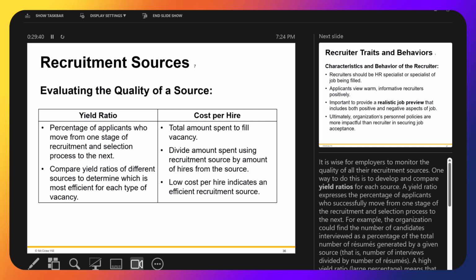Cost per hire. So you look at the total amount spent for a vacancy, and divide the amount spent using a recruitment source by the number of hires from that source. Low cost per hire indicates an efficient recruitment source. So obviously, money is going to be spent on all these recruitment endeavors. You want to take a look and see where you are spending the least amount of money and getting the biggest bang for your money.